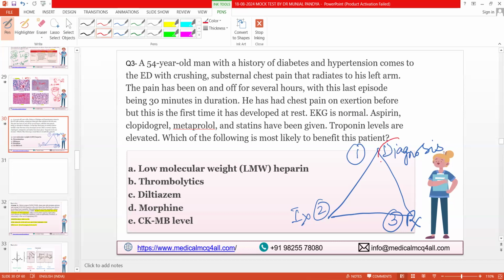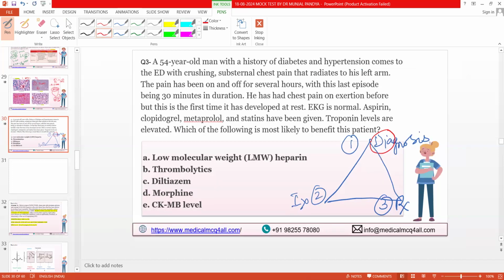So what do you think? What is the diagnosis? If you want to read the question again, you can read it. I'm not in a hurry. We are going to conceptualize. Sir, I am in favor of MI, myocardial infarction. One by one, let's see. Troponin level is elevated and there is chest pain, so your diagnosis is MI. Just answer my question so everybody will learn the things.